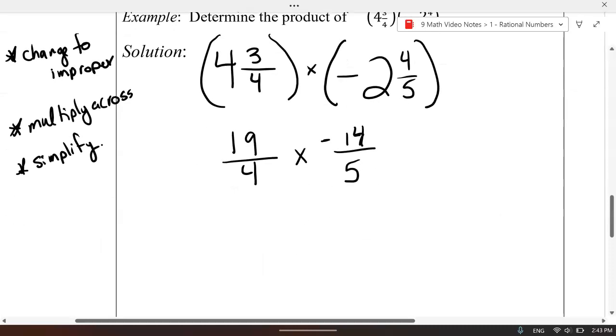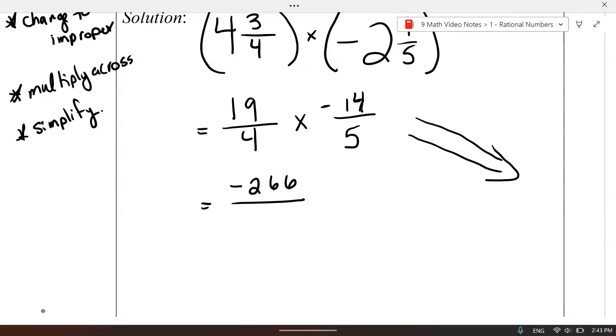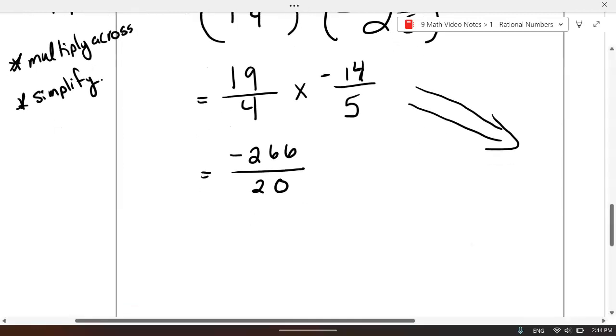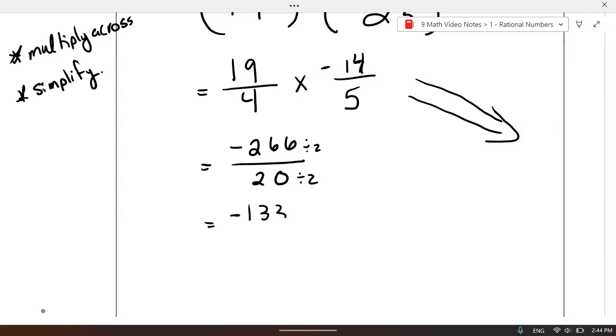Now I'm going to take kind of two paths here. I'm going to have an alternate solution over here, but I'll do just the regular. Okay, 19 times negative 14 is going to be negative 266. 4 times 5, so I'm going to put my equal sign, 4 times 5 is 20. Now I'm noticing that they're both even numbers, so I'm going to divide by 2. Divide this guy by 2 and this guy by 2. So this becomes negative 133 over 10.